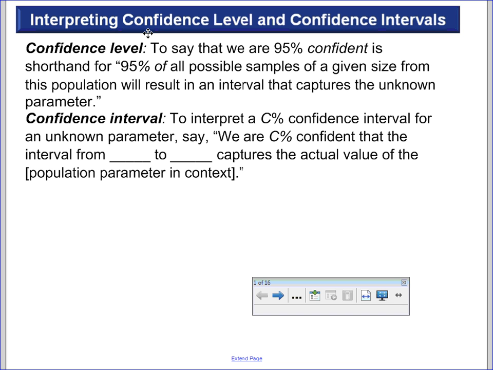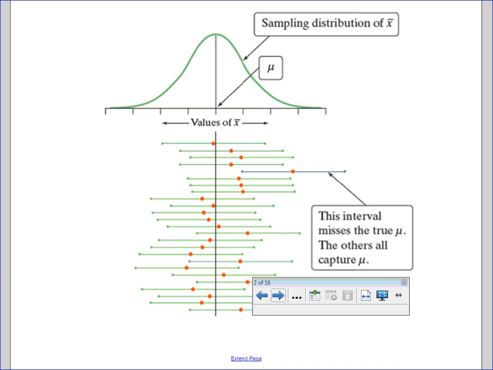And so when we write it in context, we say we are blank percent confident the interval from blank to blank captures the actual value of the population parameter in context. Remember, this is where you would copy the wording from the question verbatim back at them. And this is just that same drawing again of, if we did 20 different samples and confidence intervals, on average, one would miss the parameter.